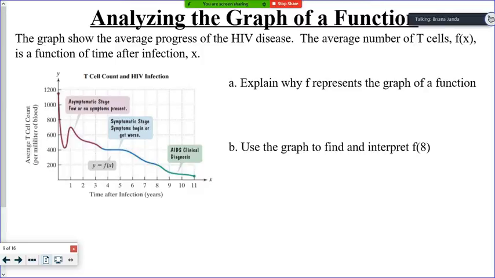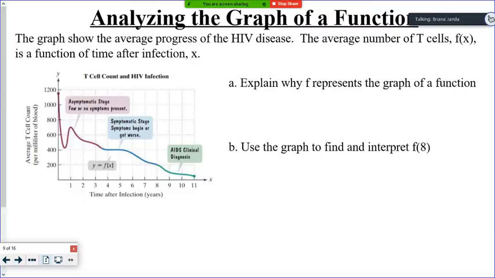So those of you who don't know much about the HIV disease, it starts attacking these cells in your body that get rid of infection, and those are called your T cells. And so tracking the number of T cells is always a big thing when they're talking about the HIV disease, and that's what we're looking at here.